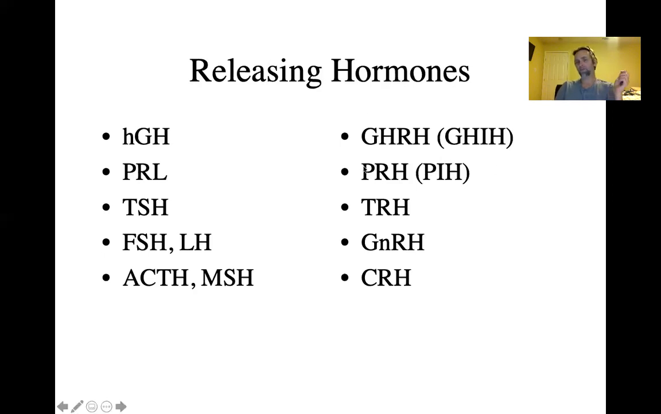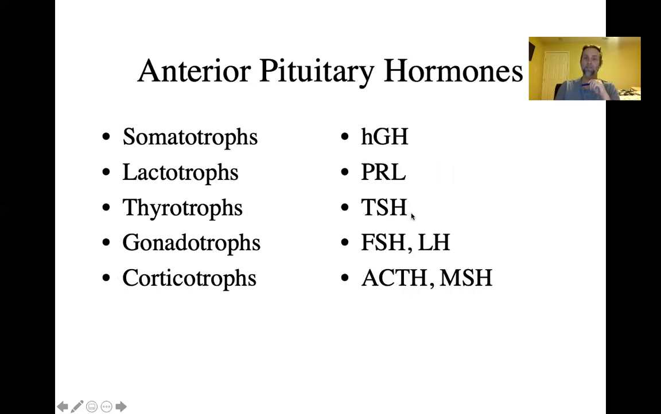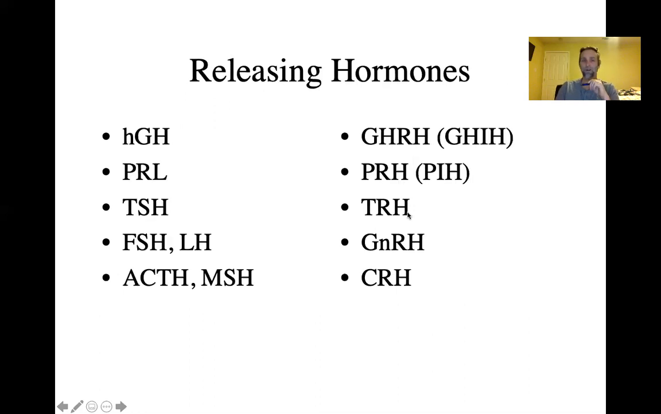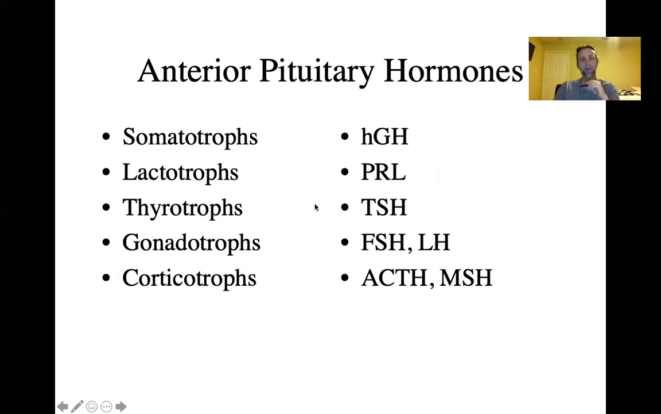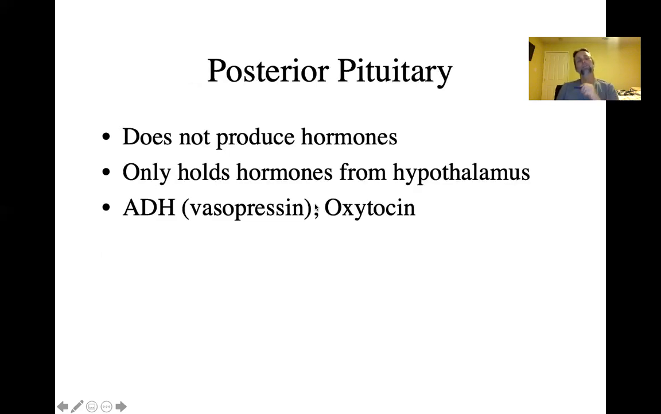G for growth, P for prolactin, T for thyroid, G for gonads, gonadotropin releasing hormone, corticotropin releasing hormone. I want you to know which 2 have inhibiting hormones. They're right here. So if that's growth hormone releasing hormone, growth hormone inhibiting hormone, prolactin inhibiting hormone. So between these 2, yes, I'm going to ask you at least 1 question. I mean, definitely know this slide and that slide.